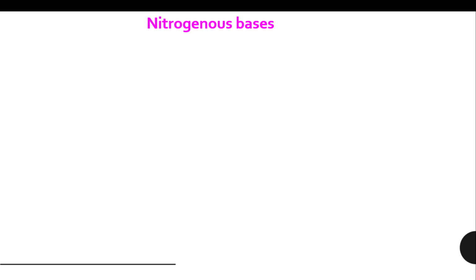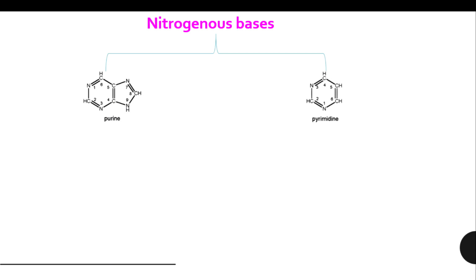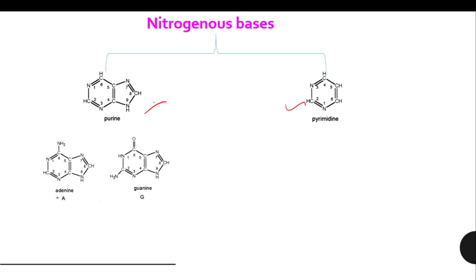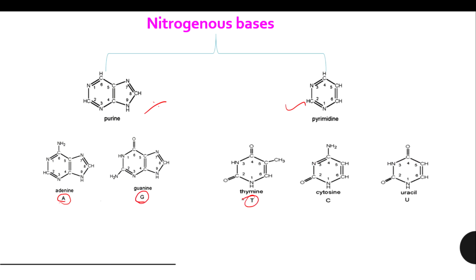Coming to the nitrogenous bases in detail, they are divided into two categories, mainly purines and pyrimidines. These are the general structures for purines as well as pyrimidines. And coming to the examples, they are adenine, represented with A, guanine with G, thymine with T, cytosine C, uracil U. You can see the structures here.